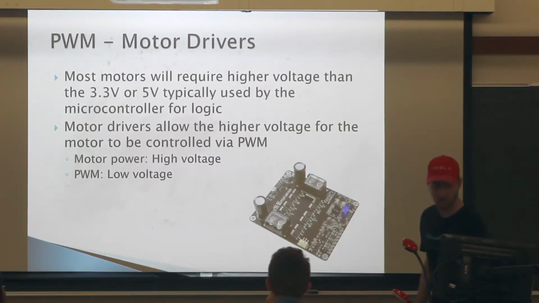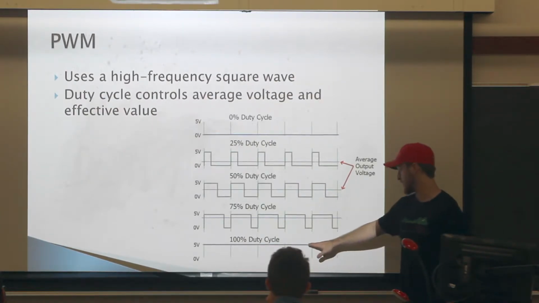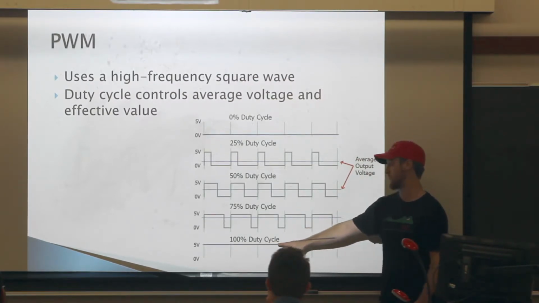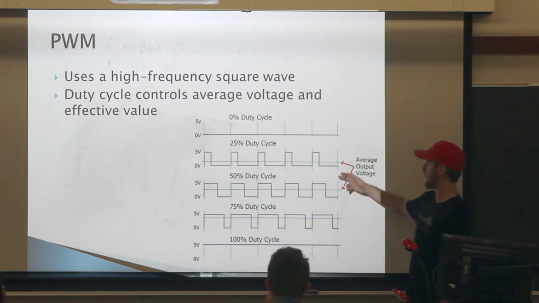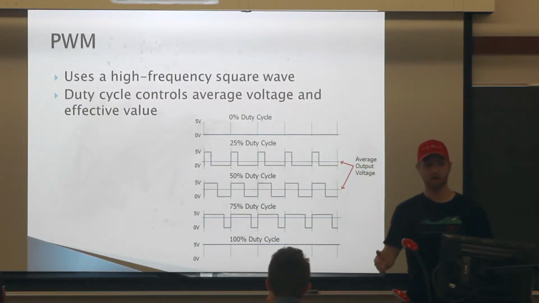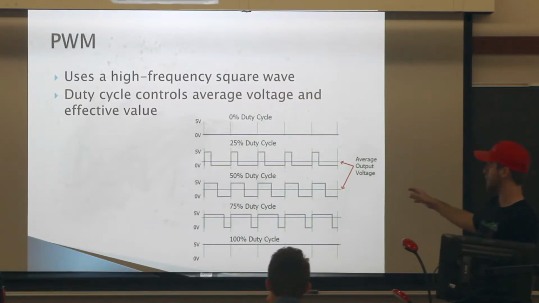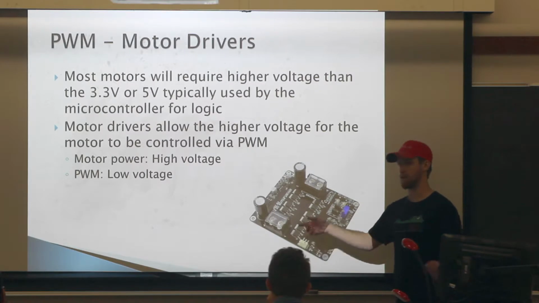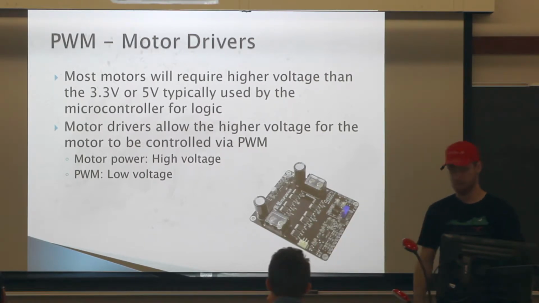So 100% duty cycle is full voltage. That will allow the full voltage of the power supply through, all 12 volts. 0%, 0%, half, half. So it basically makes the power going to the motor mimic your PWM. And there's a third pin here that reverses the direction.